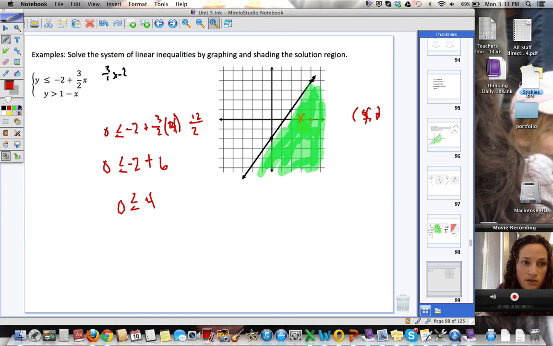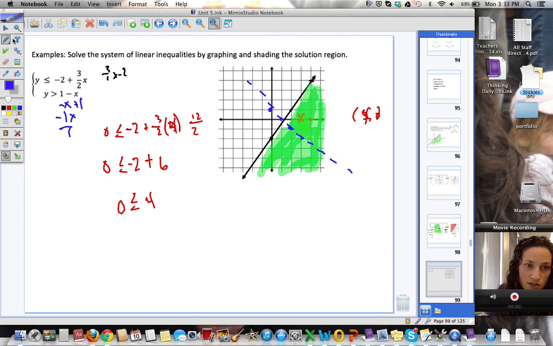So then I'm going to graph, and I guess I will do this one in blue. y is greater than 1 minus x, or negative x plus 1. So I'm going to go plus 1, and this is the same thing as negative 1x, or negative 1 over 1. So down 1 over 1, down 1 over 1, down 1 over 1. And since this is just greater than, I'm going to do a dotted line very badly since I don't have a straight edge.